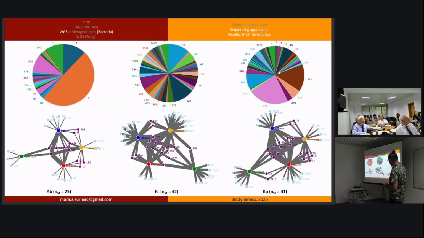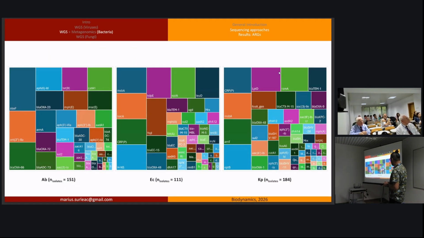So based on the data that we have so far, you can see here some distribution for the subtypes in Acinetobacter baumannii, E. coli, and Klebsiella species. And we also have some MLST graphs to see which subtypes are shared between different sampling places and which are unique to a certain place. And we see higher variability for E. coli compared to Acinetobacter in terms of MLST.